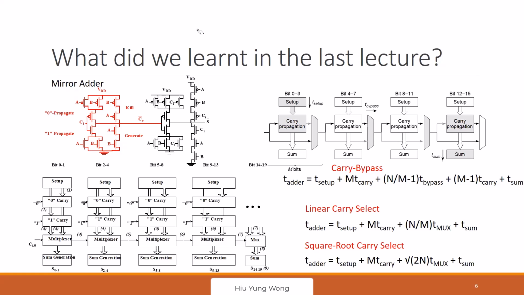Anyone want to tell us? No? It is proportional to n, right? Correct? If you have more bits, then you take longer time to propagate. Is that clear? Any question?